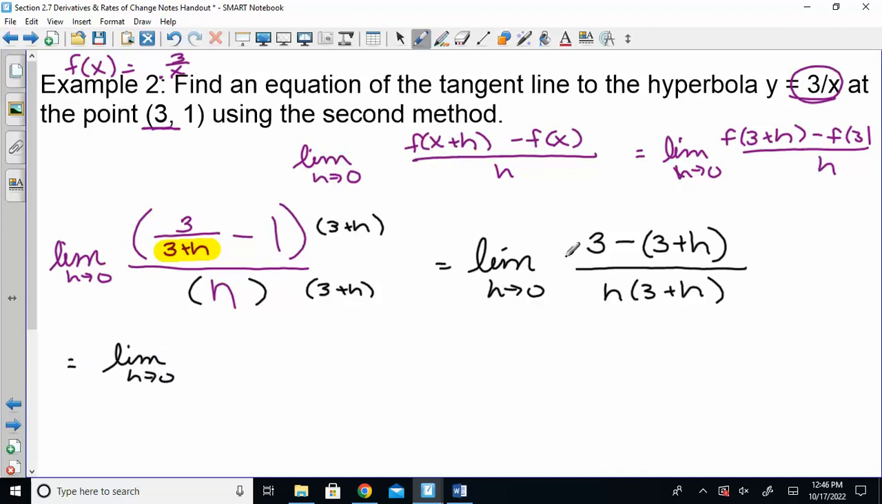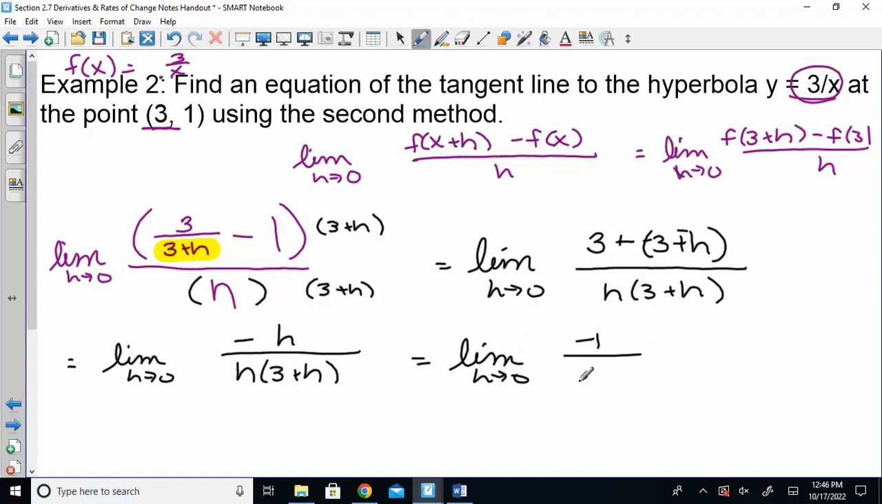If you distribute that negative on the top, you get positive 3, and negative 3 and positive 3 cancel, so negative h over h times 3 plus h. Then we can cancel an h. So we get negative 1 over 3 plus h. And you plug in your 0, so we get negative 1/3.